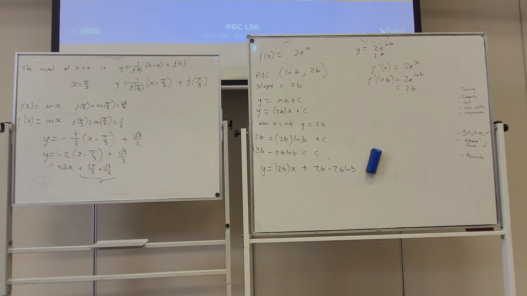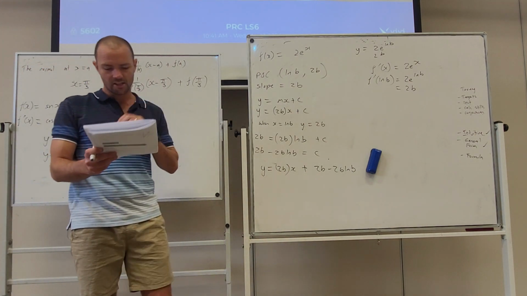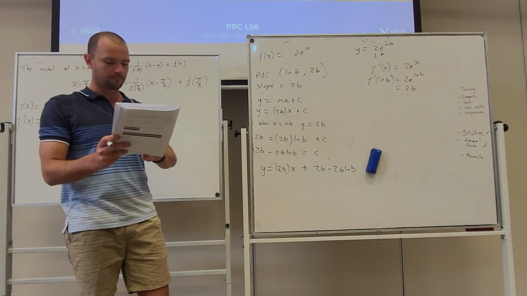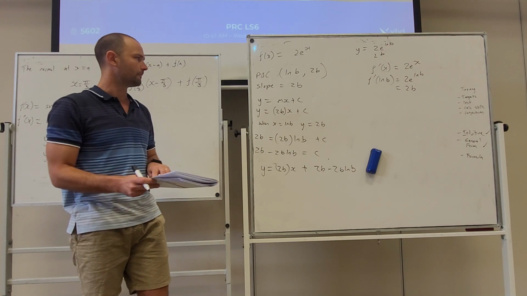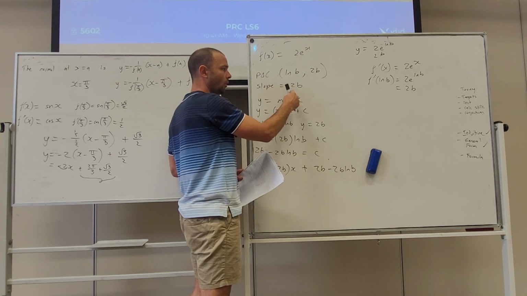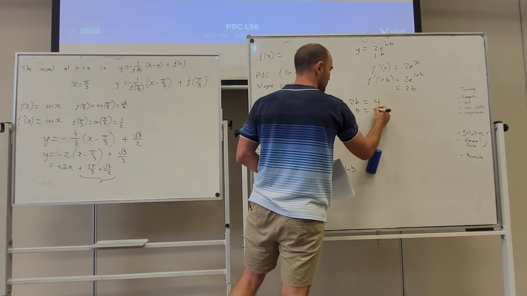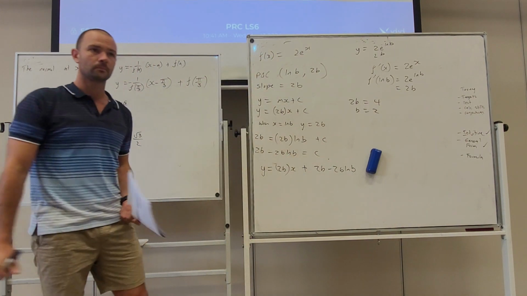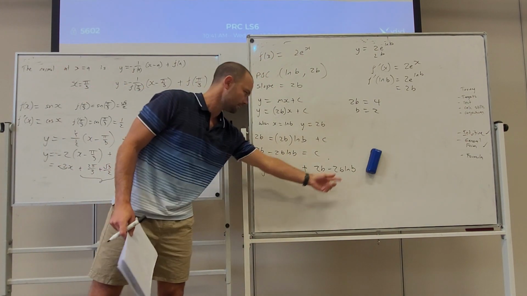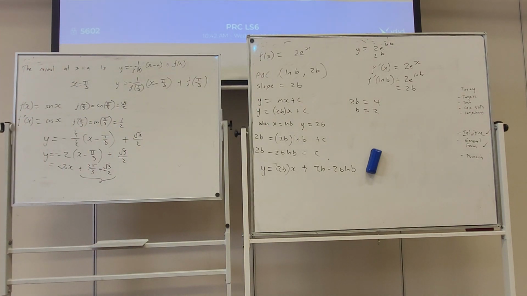Then in part B, we're just told a little bit more information. Given the tangent at x equals ln b has a slope of 4, find the value of b. So the slope at this point is 4. Here's the slope, 2b equals 4. So the value of b is 2. We could go through and evaluate this further if we wanted to, but it just tells us to find the value of b.